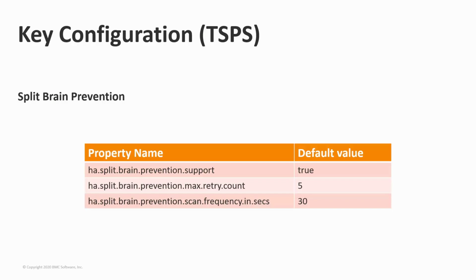If the remote node status is not identified as active within the number of minutes of retries, the current node becomes active. The scan frequency property is the number of seconds at which the remote node status is checked.